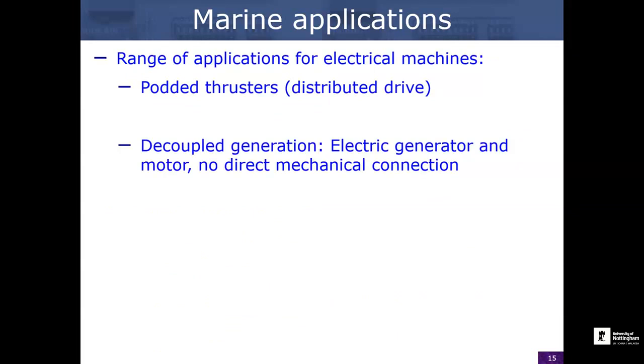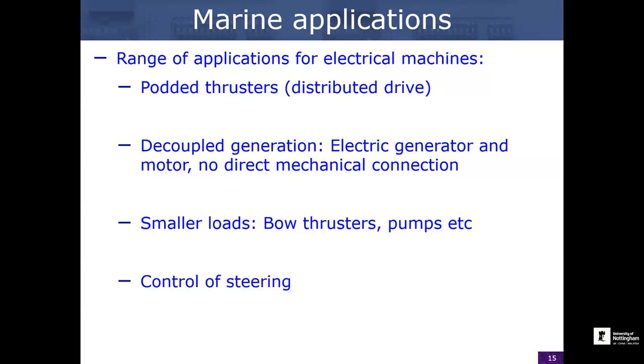So looking at these, we have things like, as I've said, the podded thruster, and this completely decouples our electrical generation and motion without needing mechanical connection. Marine applications do also have some other electrification things. They also have smaller loads, so things like bow thrusters and pumps. Again, it's a bit like electric vehicles, where although the actual drive system is the real driver of this today, historically we've had a huge amount of distributed electrical loads throughout ships, taking the form of, again, those conventional motors, fans, pumps, and so on.